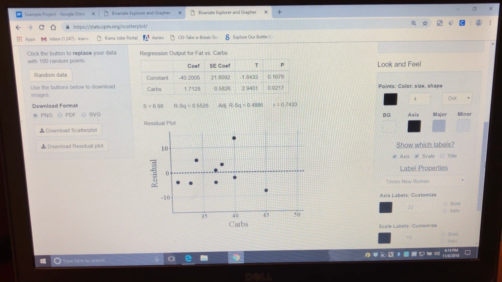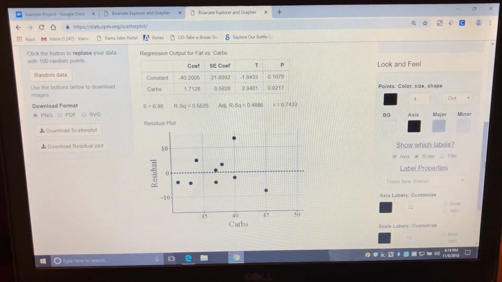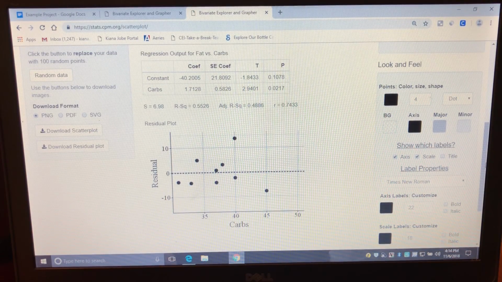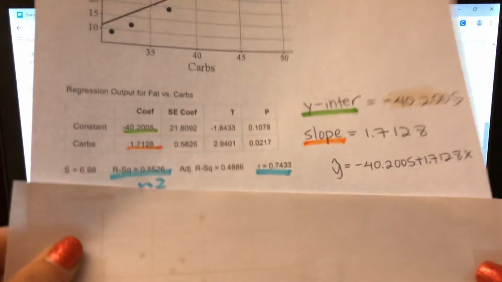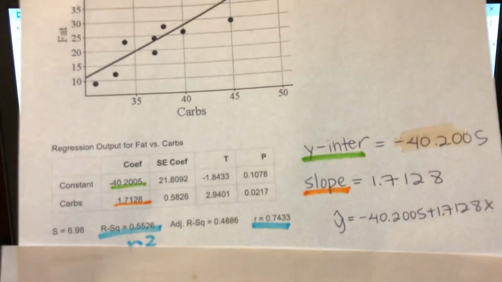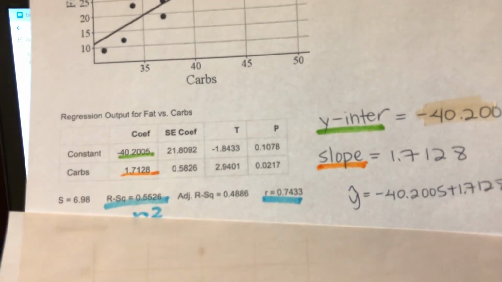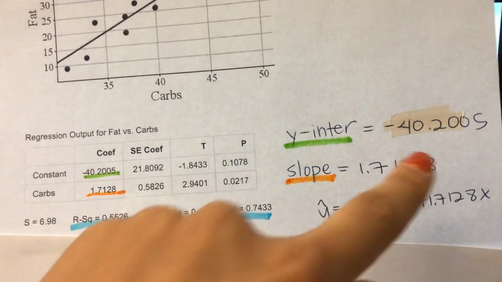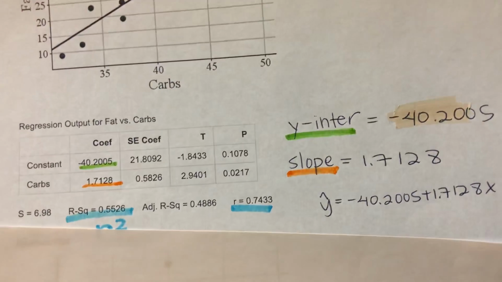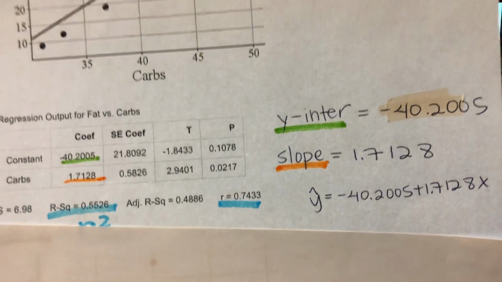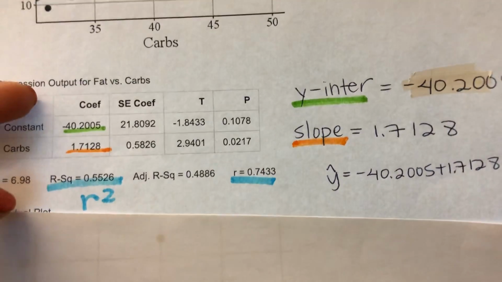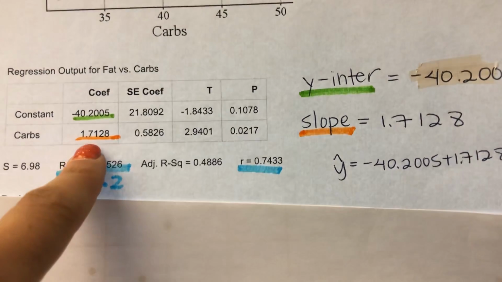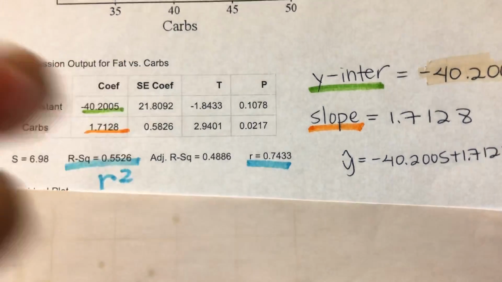So just as a little reminder, because you're going to need this for your project, my dear precious students, there is a table here, but there's a whole bunch of stuff going on in that table, so I just want to make sure you understand what's going on in this table. This first number in your table where it says constant, this number is your y-intercept. For this situation, it is negative 40.2005. The slope is the next one. It's just like a and b, just like we learned.